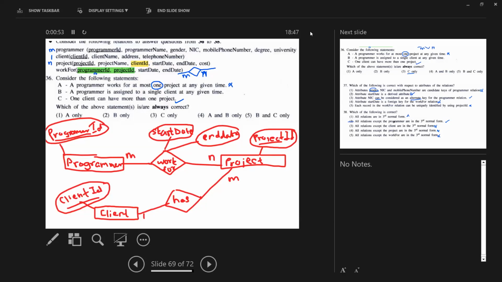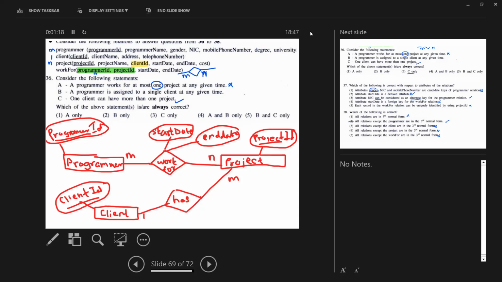2015 MCQ, question number 36, a database question. So programmer, there is a table relation schema. Then programmer is the table name, client table name, project table name, workflow, relationship. So now look at the programmer table. Primary key is the program ID. The rest of the other things are attributes.